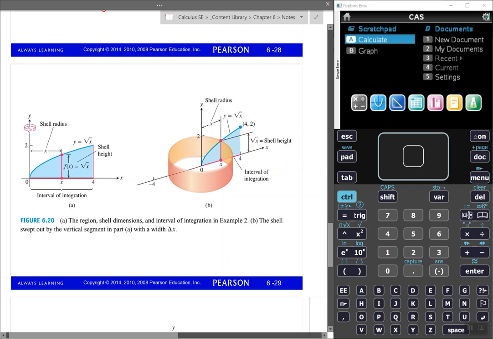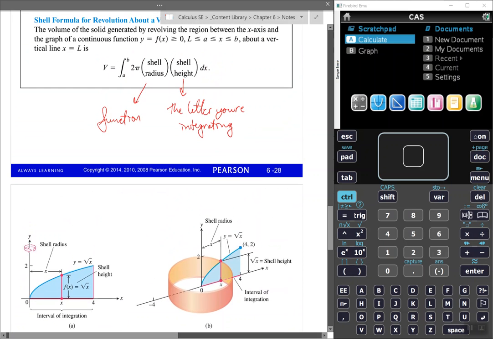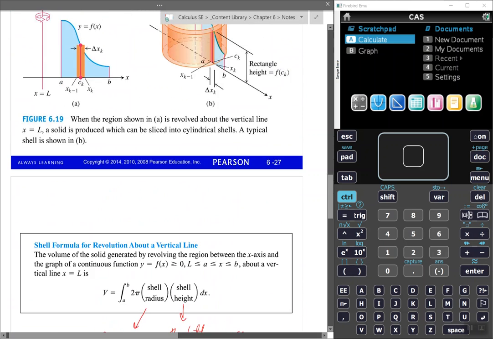Can you do washers and disks? Sure. You have to rearrange the function, though, to be able to use that method. So if you only want to use washers and disks, you can always do that. You just have to have your letters correct, or if you like shells and you always want to do shells, you can do that. You just have to have your letters matching up the correct way. It's best to use whatever the problem dictates.